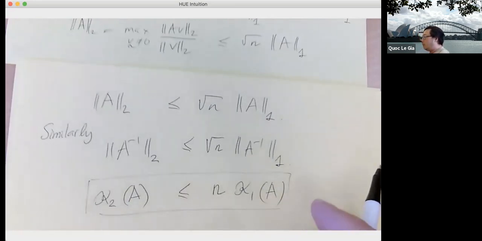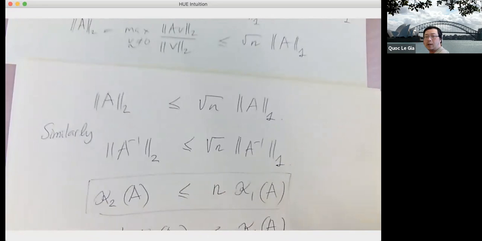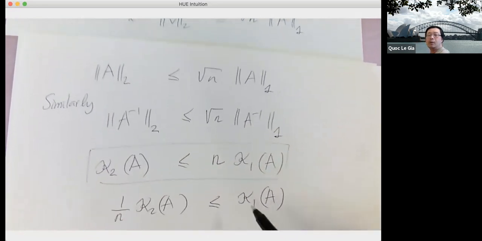Remember, we proved one inequality in the question. The question actually says that 1 over n kappa 2 of A is less than or equal to kappa 1 of A, but essentially it's just the same, just multiplied or divided by 1 over n. Now we need to prove another inequality. I'm going to do the same trick.